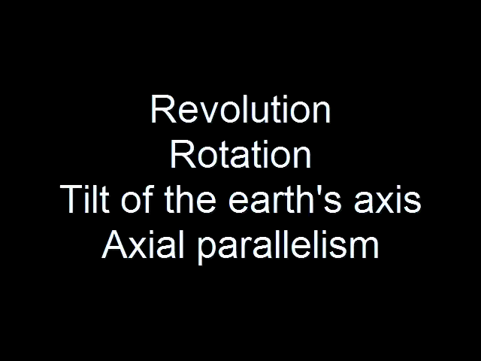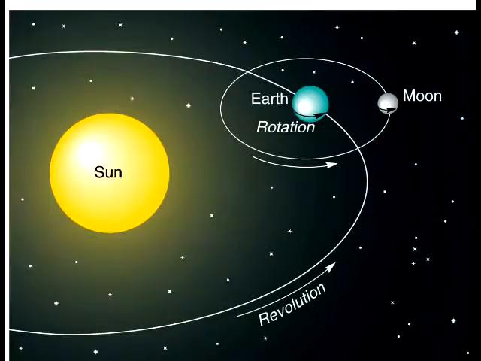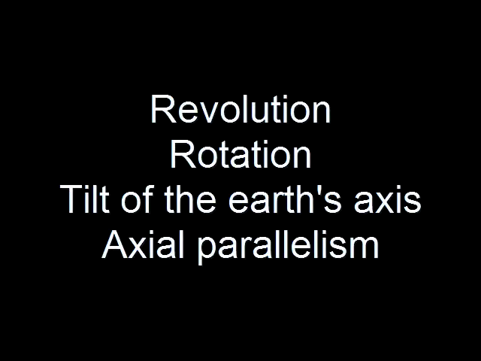Four factors affect the solar angle and consequently the seasons on our planet: the revolution of the Earth around the Sun, the rotation of the Earth around its own axis, the tilt of the Earth's axis, and a concept called axial parallelism.